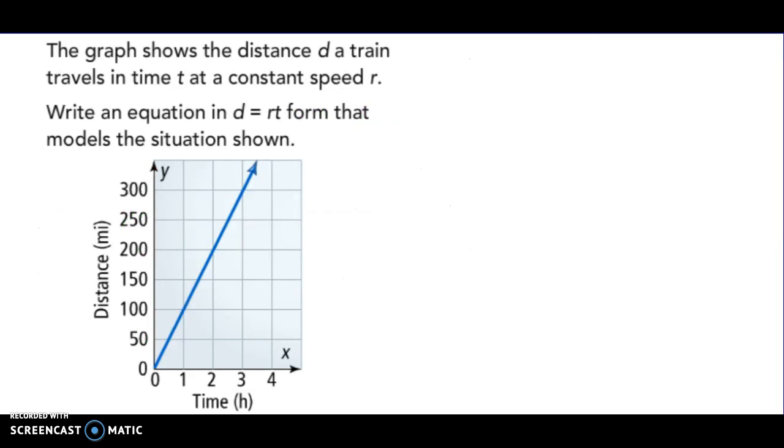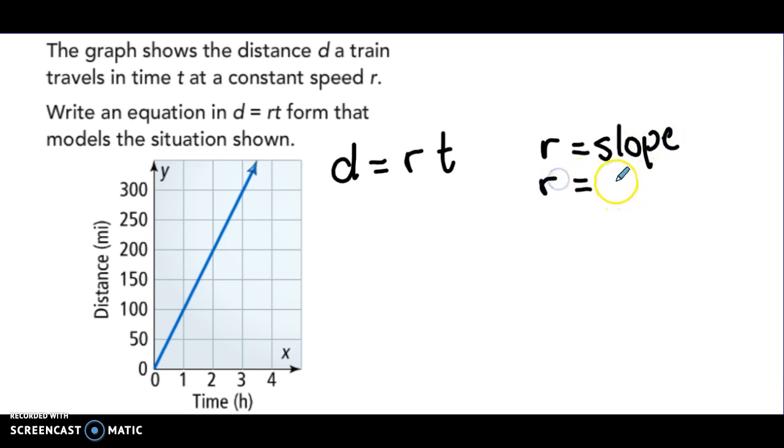Example 2. The graph shows the distance d a train travels in time t at a constant speed r. Write an equation in d equals r times t form that models the situation shown. Again, remember, we want to write this in d equals r times t form, knowing that r equals our slope. And remember, also, r represents rise over run.